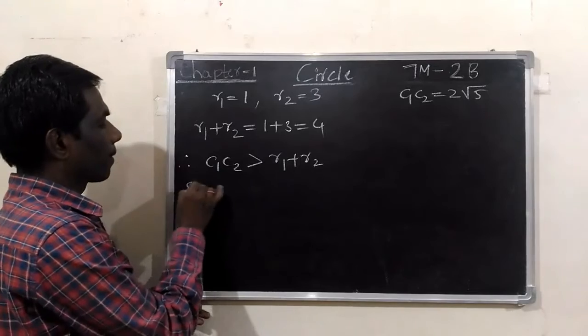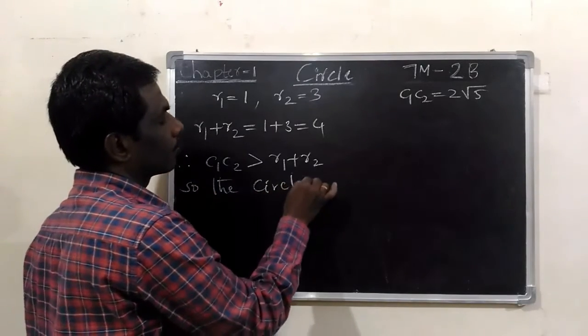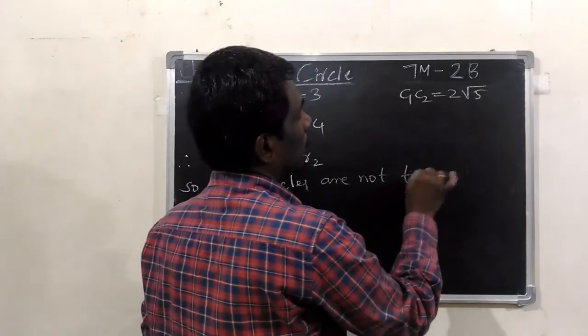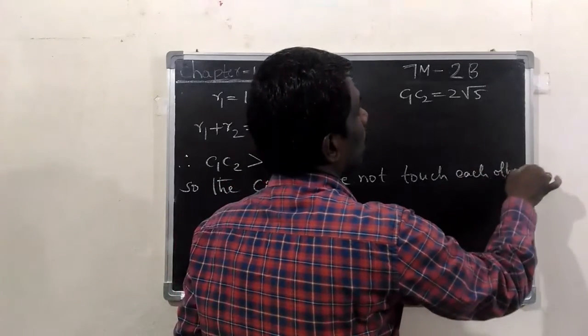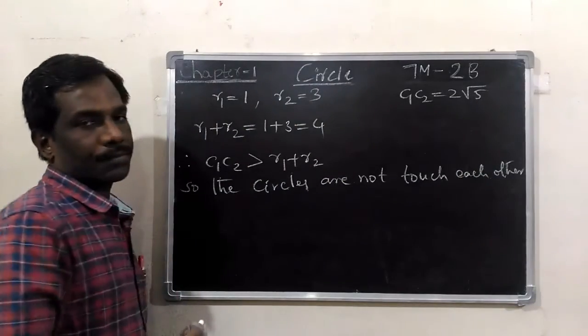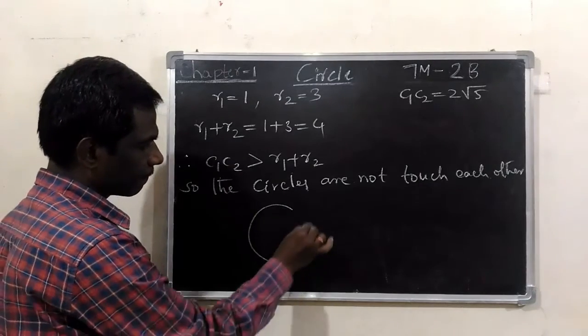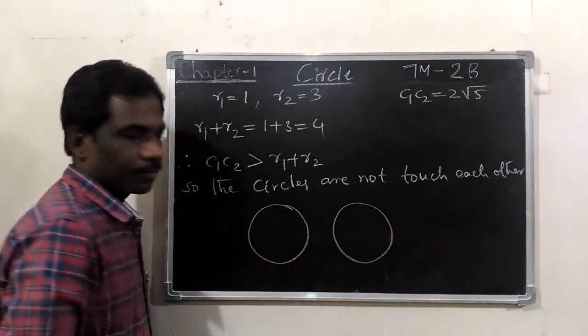So the circles do not touch each other. Then the circles will come like this. This is one circle and this is another circle.